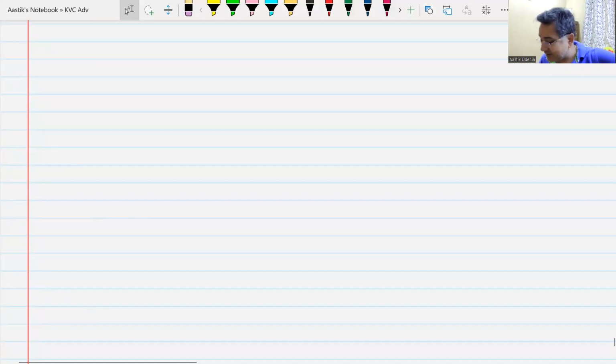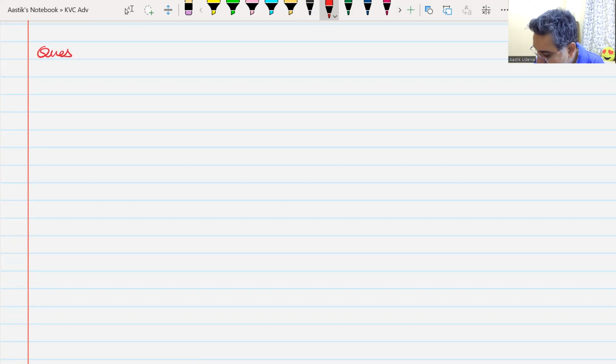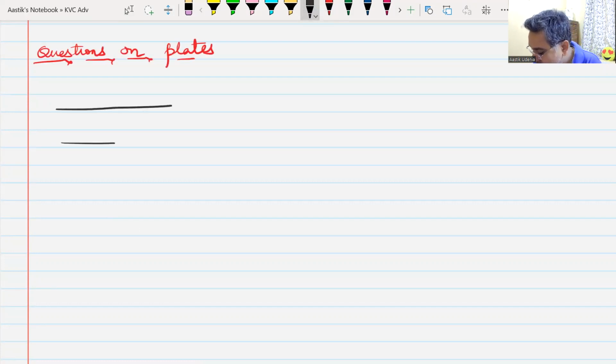I will move on to the next category of questions, where we will see how you solve questions of this category. So questions on plates. What are these questions on plates? In this question on plates, you will have 3 or 4 different plates, and these plates would be connected to some points. Let us say this plate is connected to point A.